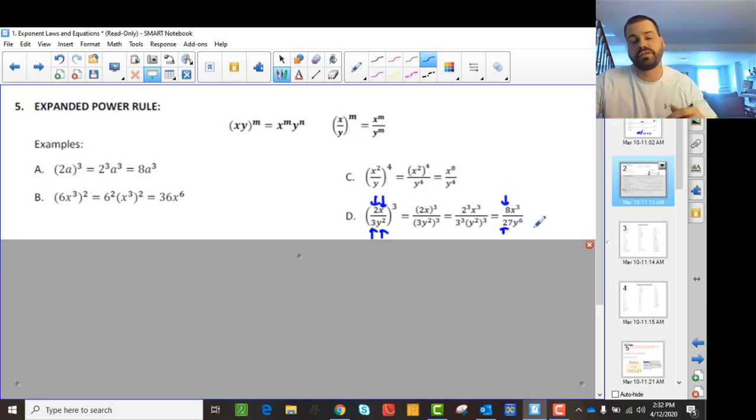So hopefully that makes sense to you, because a lot of the questions you're going to be doing with these are actually combining more than one base. There's going to be a number of bases mixed together. Okay.